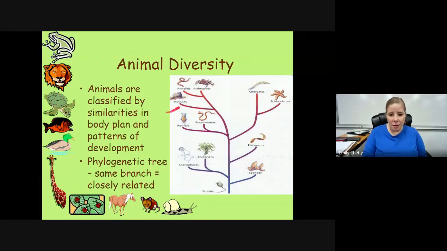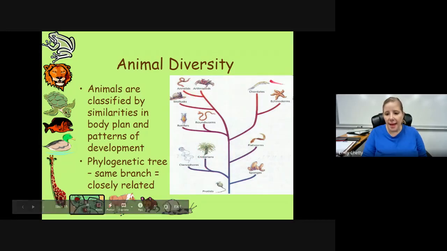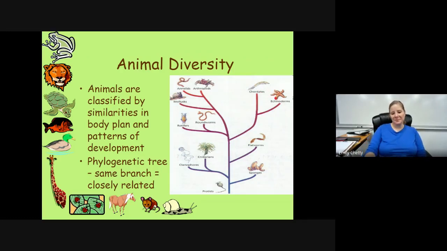And if two things are close to each other on the tree, they are more closely related. Everything on this tree except for chordates are invertebrates. They do not have a backbone. This is the branch we're on, a chordate. That doesn't even look like us, but this is our branch. Notice that our closest relative is echinoderms, starfish. Isn't that crazy? They're our closest relative.